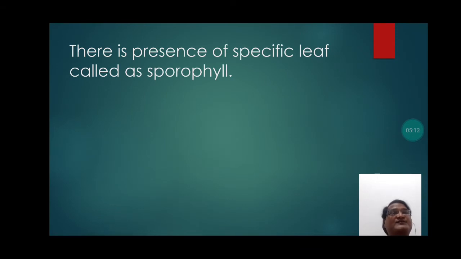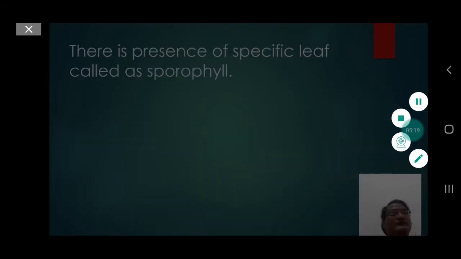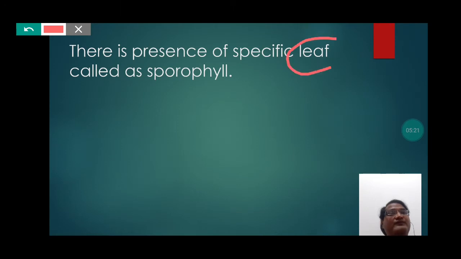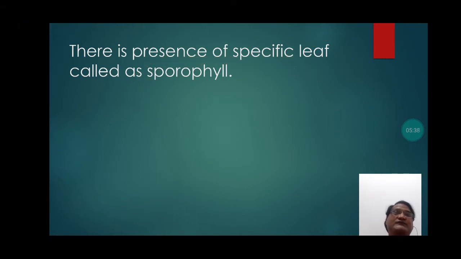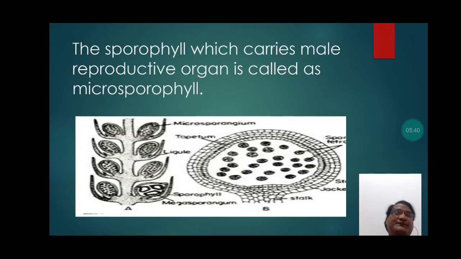There is presence of a specific leaf called sporophyll. So students, the leaf which remains present in the Pteridophyta is called sporophyll. So we can say that a specific type of leaf remains present in the Pteridophyta and which is called sporophyll.